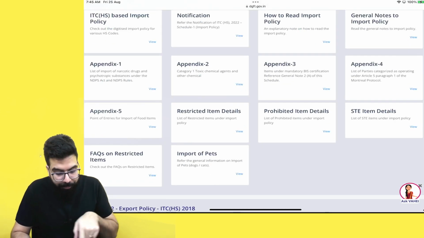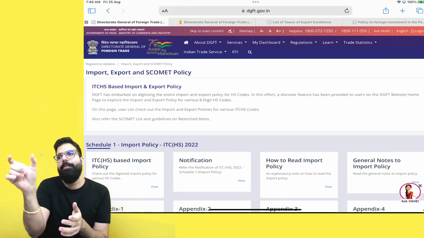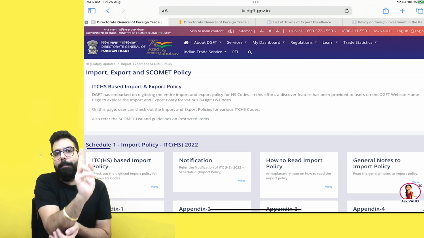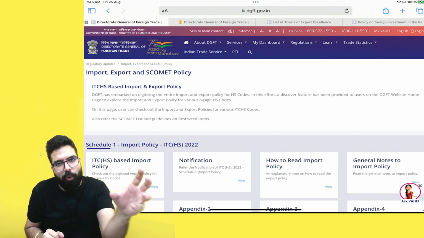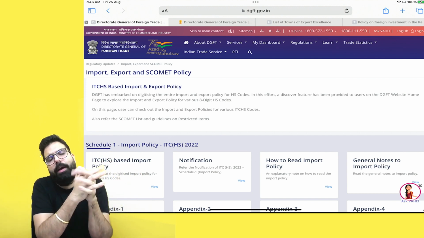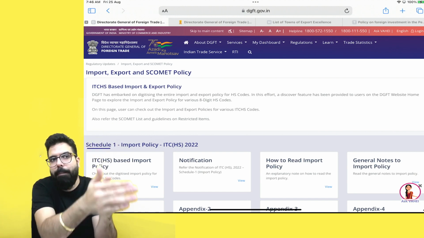So whatever is in the ITC-HS, when you go ahead and see, supposing there is an item, wheat, and they have told over there on the right side that it can be imported or exported only through the state trading enterprise, then you have to import or export only through the Food Corporation of India. So if you want to import wheat, you have to go to the Food Corporation of India and say, sir, I want to import wheat. Then they will import and give it to you.